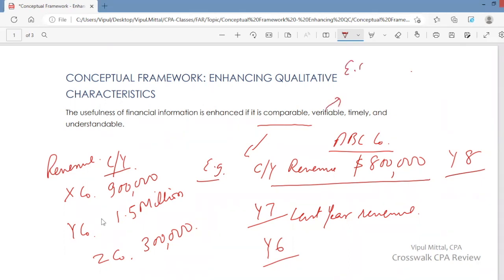For example, if you represent that cash in office is $10,000, and you have $10,000 cash in your office drawer, then is this information verifiable? When different people count cash, they reach consensus. They reach the same conclusion that yes, cash is $10,000. Information can be verified. It is verifiable.